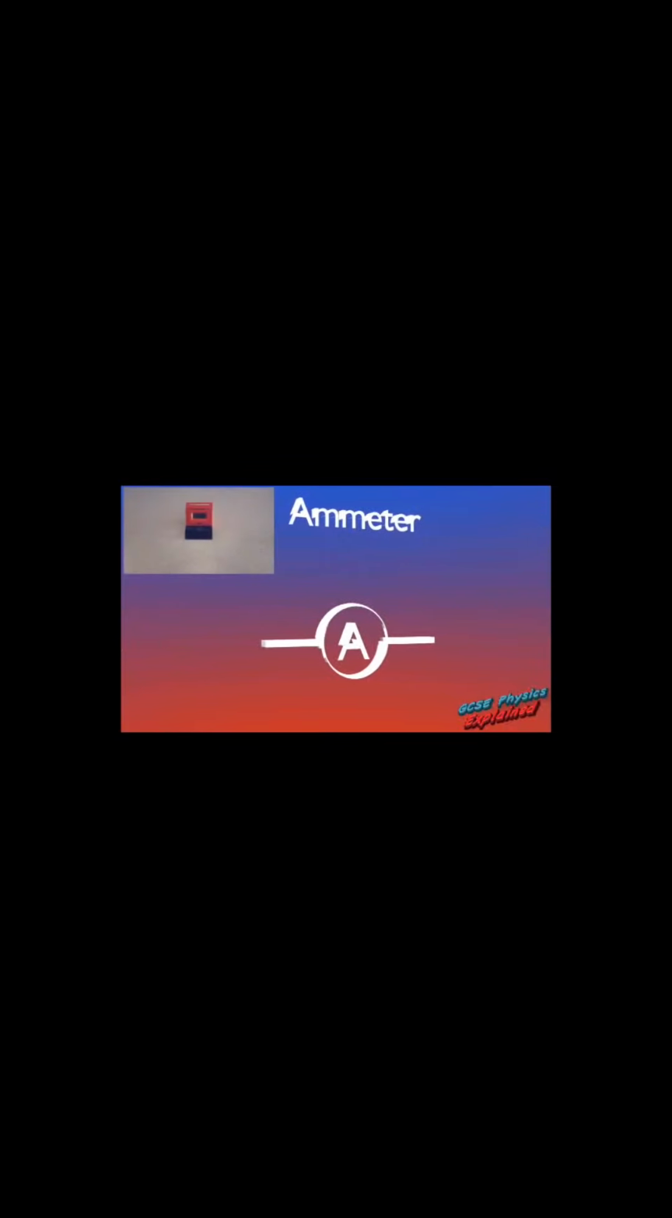Okay. This is the ammeter. It measures current. It's just a circle with an A in it. It's a fixed resistor. A resistor restricts the flow of electrical current. It's just a rectangle.